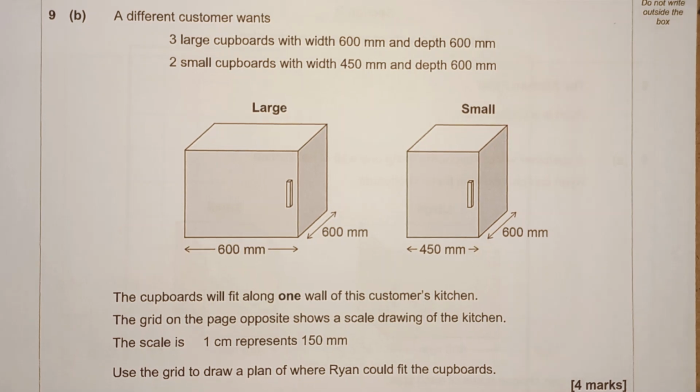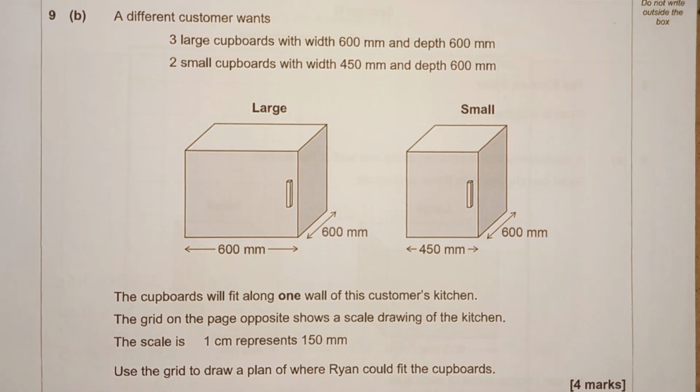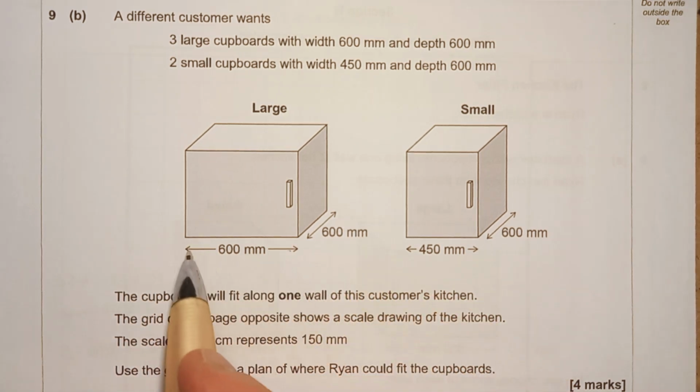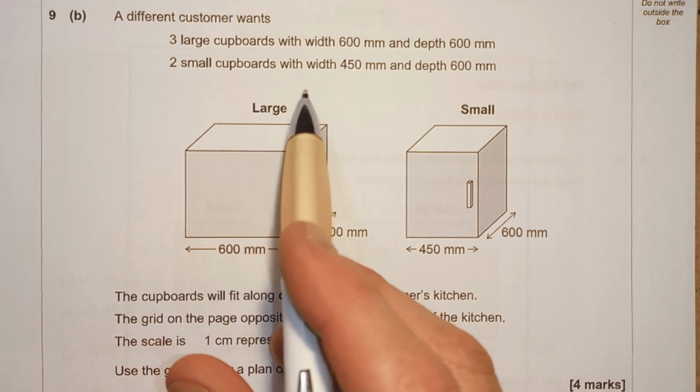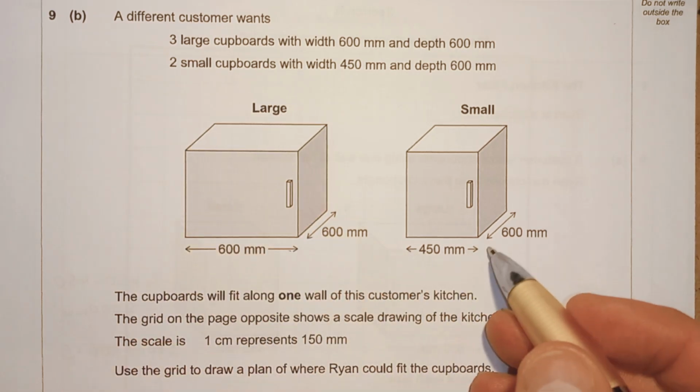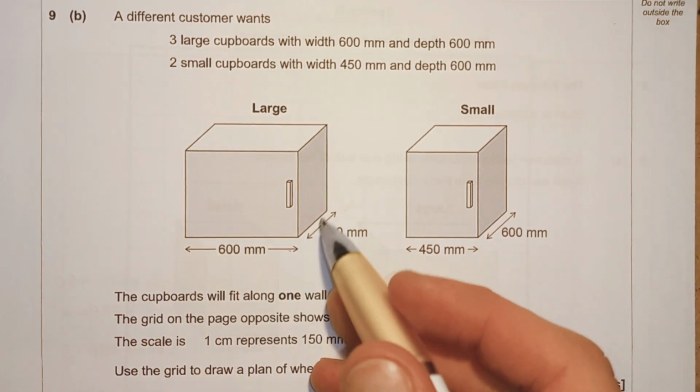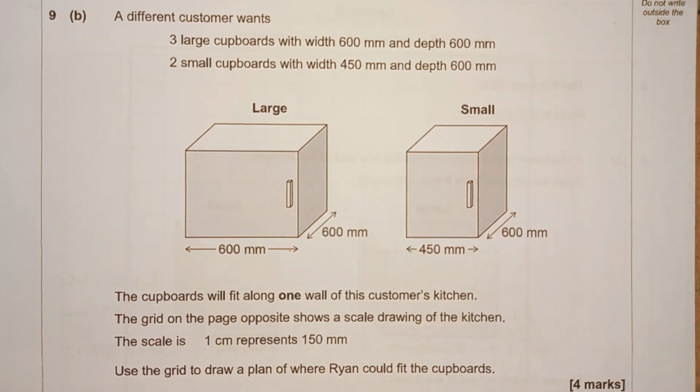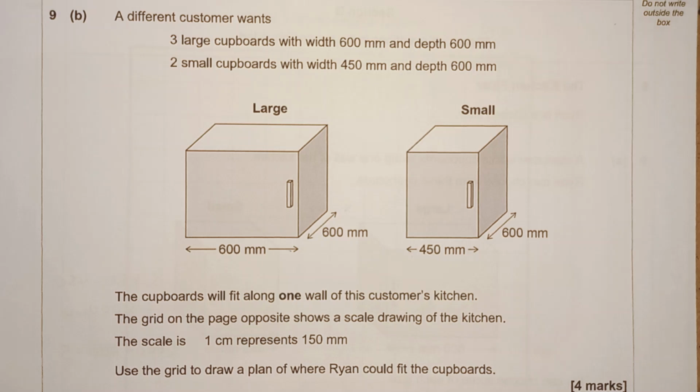(9B). A different customer wants 3 large cupboards with width 600 millimetres and depth 600 millimetres, so width and the depth, and 2 small cupboards with width 450 millimetres and depth 600 millimetres. So the depth is the same on both, but we've got different widths. The cupboards fit along one wall of this customer's kitchen. The grid on the page opposite shows a scale drawing of the kitchen. The scale is 1 centimetre represents 150 millimetres. Use the grid to draw a plan of where Ryan could fit the cupboards.